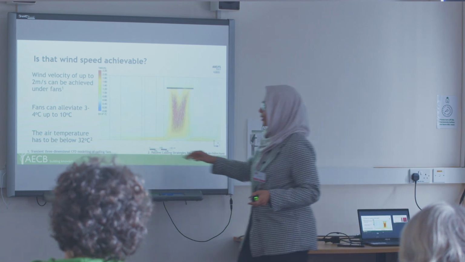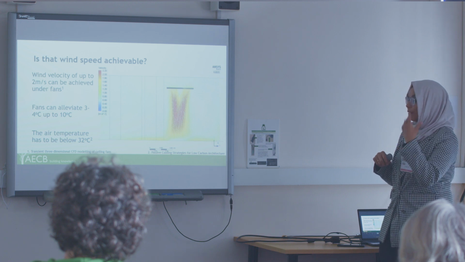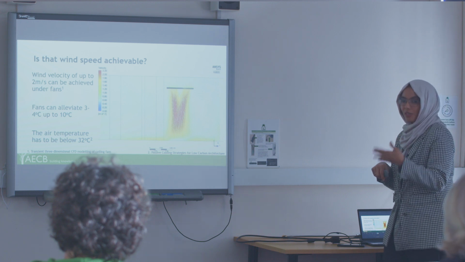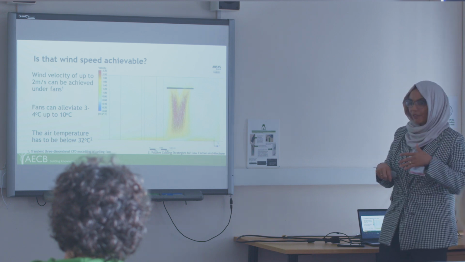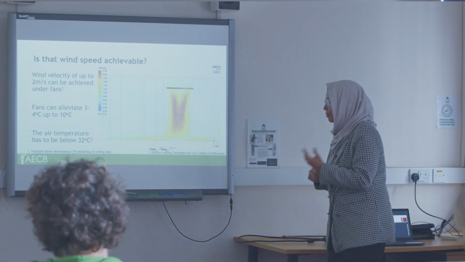But this is a key part, that the temperature has to be below 32 degrees. Why 32? 32 is the temperature of your skin. If the air that you're blowing through someone is 33 degrees, you won't get that benefit of helping sweating, because that air is hotter than the person themselves.